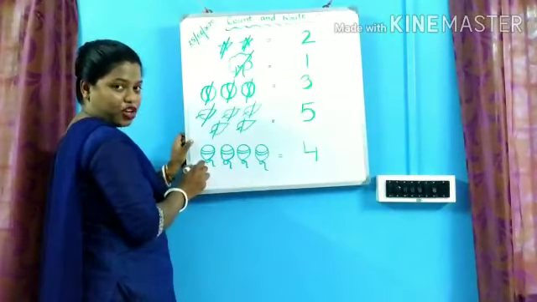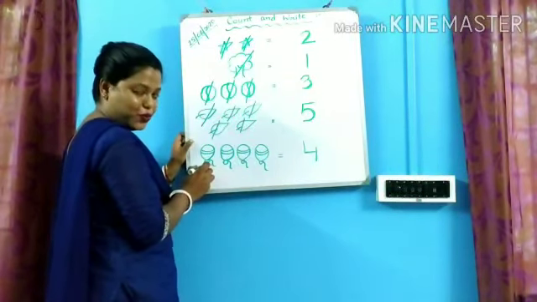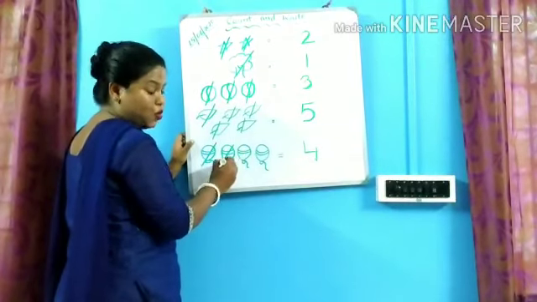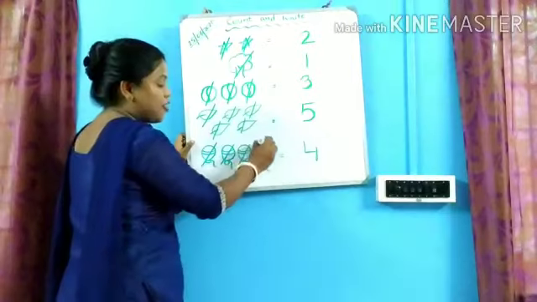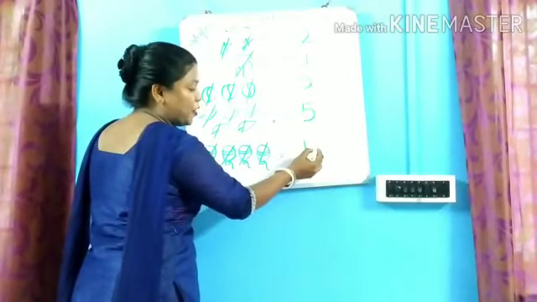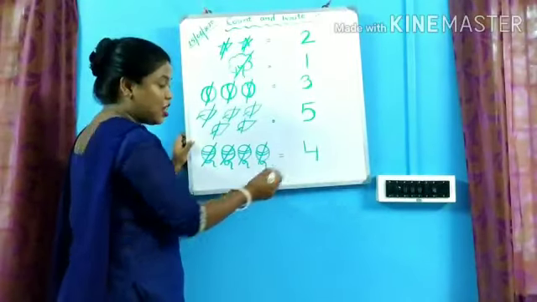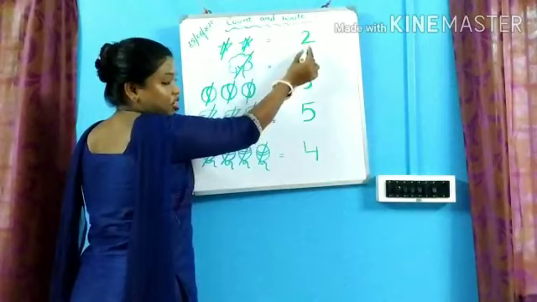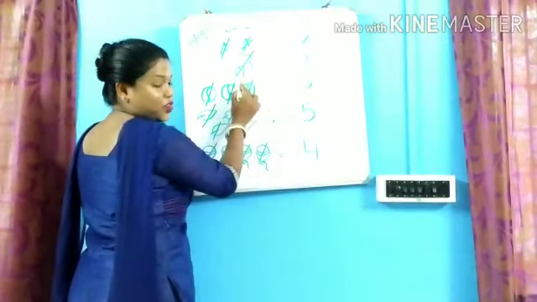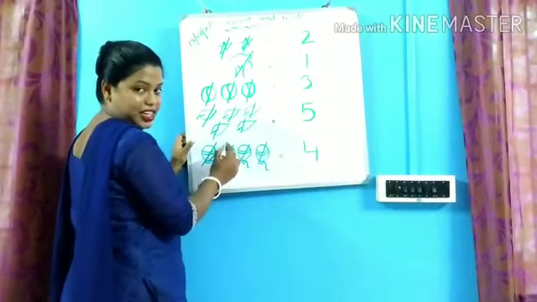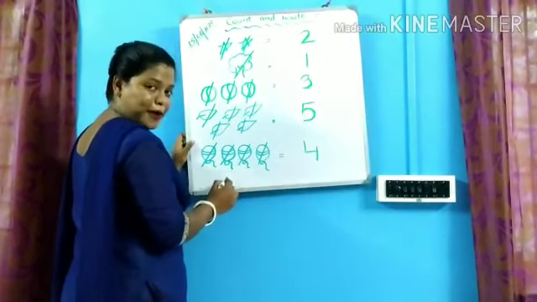Can you say what are these? These are balloons, right? One, two, three, four. How many balloons? Four balloons. Two stars, one tree. Three balls, five leaves. Four balloons.